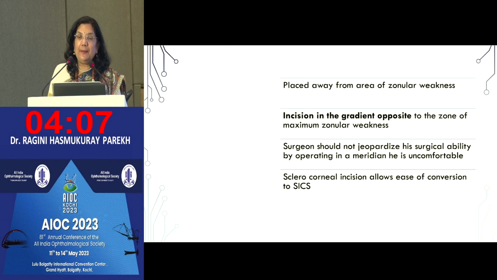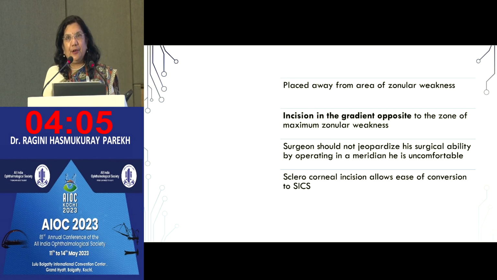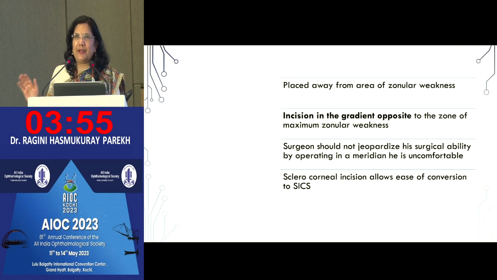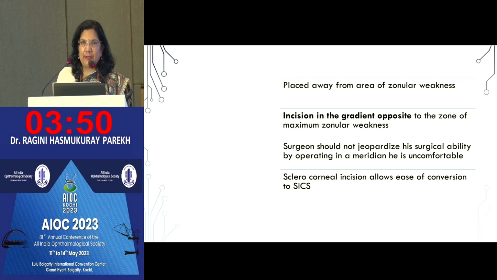The tunnel has to be placed away from the area of zonular weakness, but it may not always be possible because you cannot do an inferior tunnel. So you can do a superior temporal or temporal. This is where you can limit yourself, but try and do it as far away as possible from the zonular weakness and in the quadrant opposite to it.